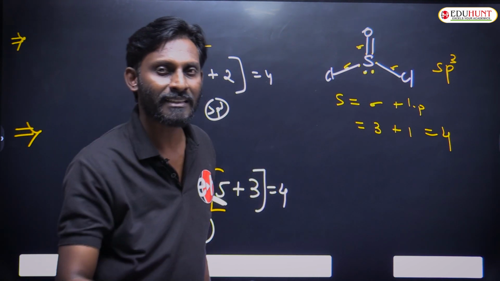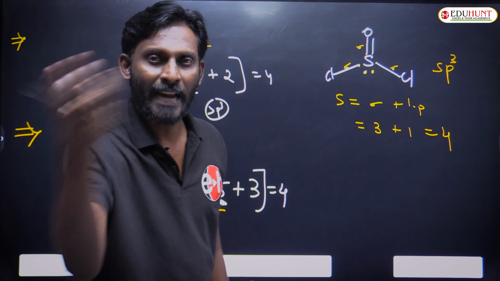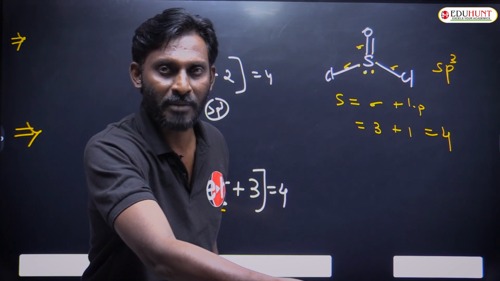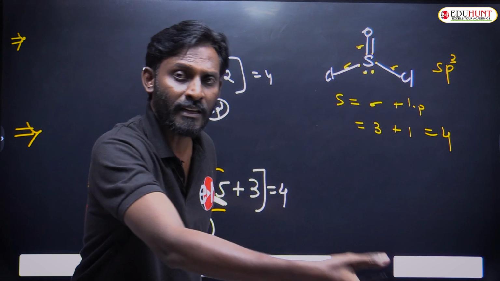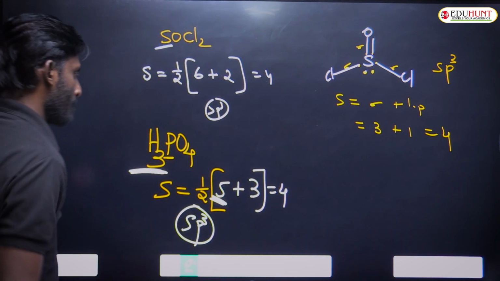If there is a charge, do you remember? If there is a charge, for a cation, subtract the charge magnitude from the formula. If it is an anion, add the charge magnitude. Okay, I told you previously.